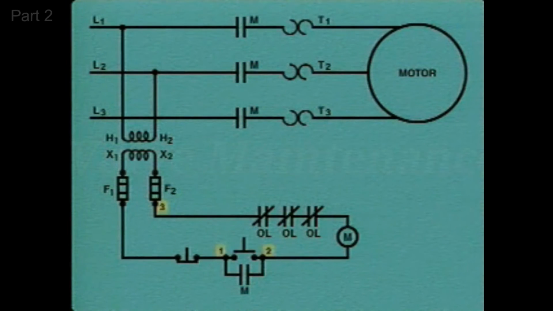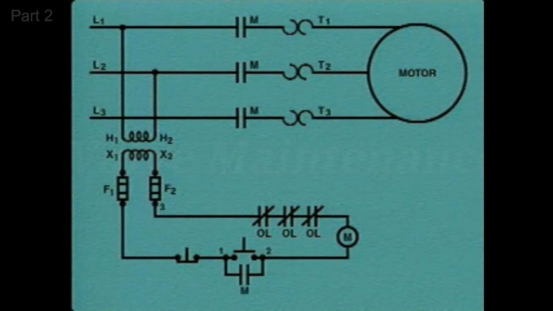On this diagram, electrical connection points are indicated by numbers. The start button and the maintaining contacts are electrically connected to the control circuit at connection points 1 and 2. And the control circuit is connected to the X2 side of the transformer through fuse F2 at connection point 3. These numbers can be used as a reference when troubleshooting a controller, as we'll see later.